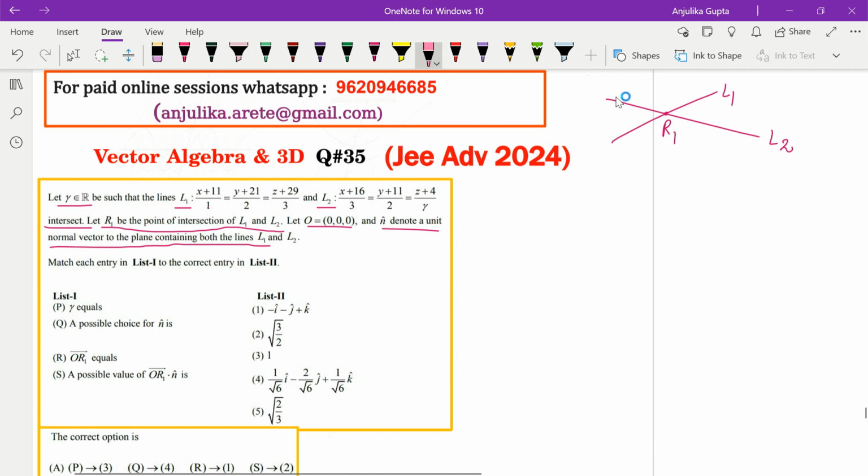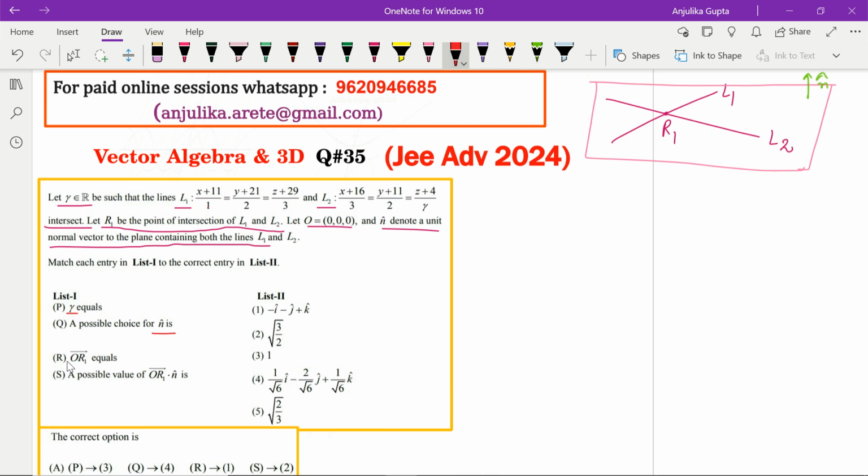And there is a plane which is containing both the lines. Of course, you can have a plane which is containing both the lines. And then there is a unit normal to this plane, which they are calling N. Now, what are they looking for? They're looking for what is gamma, what is N, what is R, all such things. So how do we get started?